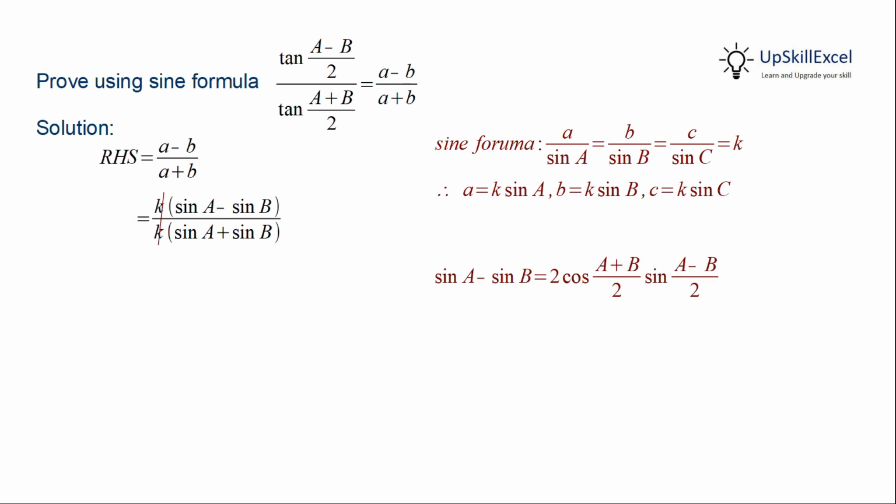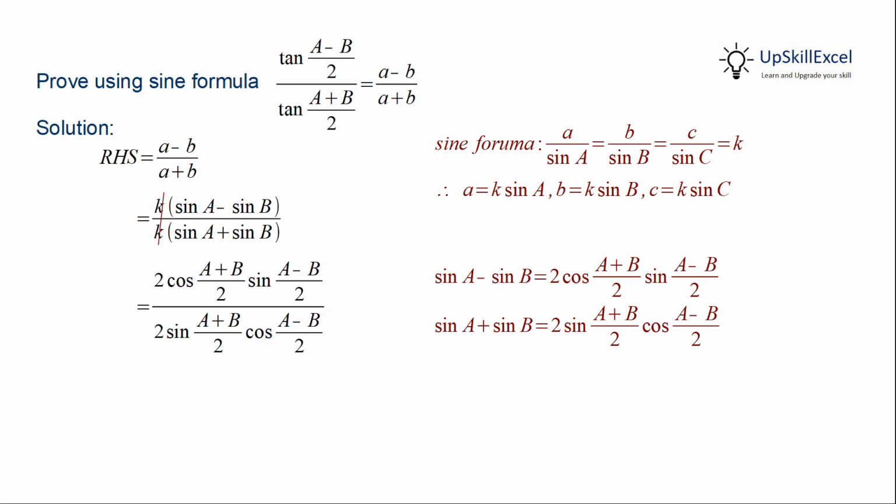In the numerator we can apply the sine difference formula and replace sine a minus sine b by 2 cos (a plus b) by 2 sine (a minus b) by 2, and in the denominator we can apply the sine sum formula and replace it by 2 sine (a plus b) by 2 cos (a minus b) by 2, cancelling out the 2 common between the numerator and denominator, and then replacing sine by cos of (a minus b) by 2 by tan (a minus b) by 2, and replacing sine by cos of (a plus b) by 2 by tan of (a plus b) by 2 in the denominator. We get the left hand side.